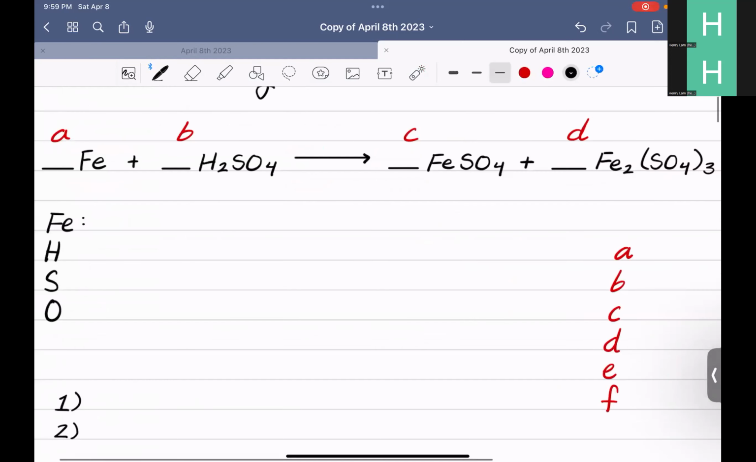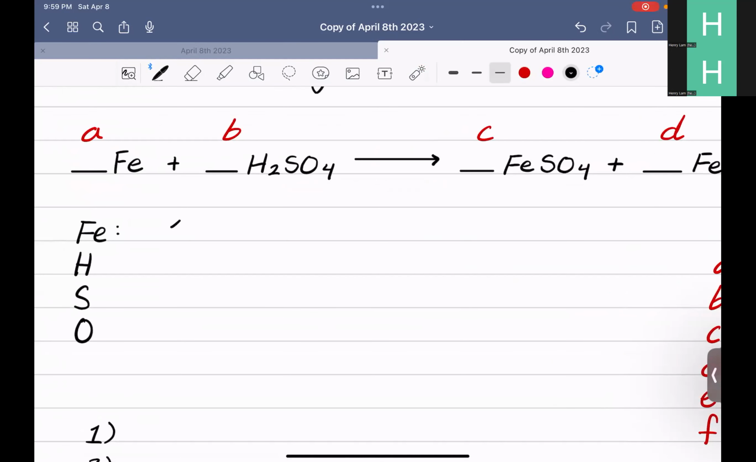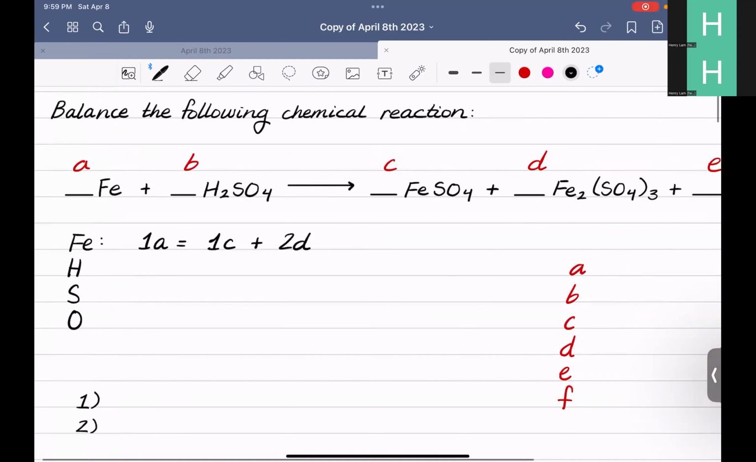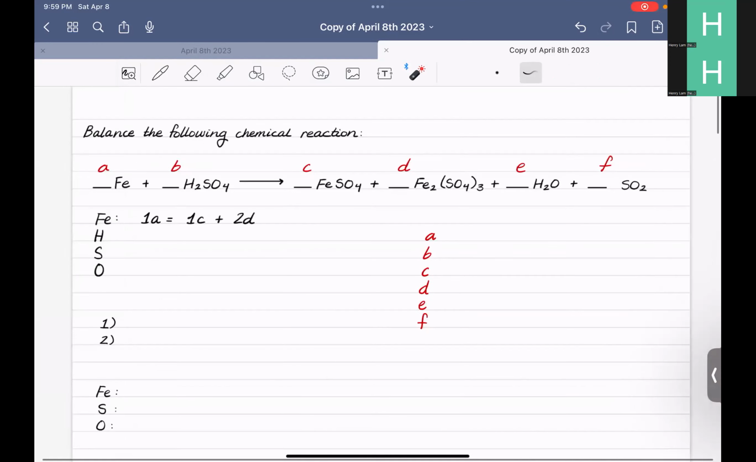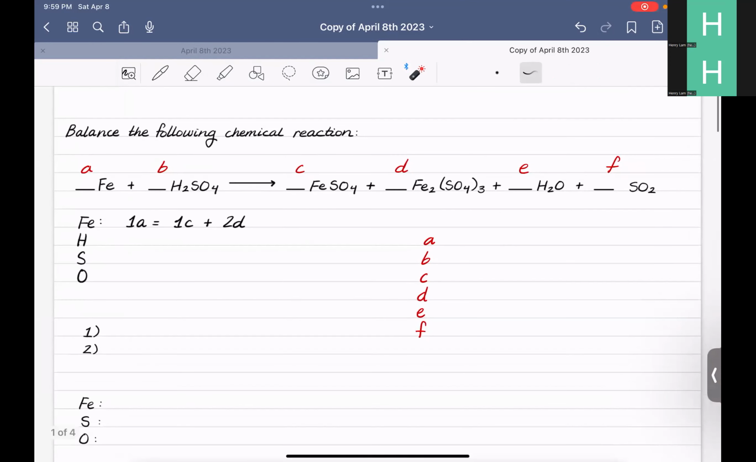So how do I write this? This would be written as 1A is equal to 1C plus 2D. And let me explain again how we got that. If you look at your chemical reaction, iron occurs once in A, so it's 1 here, and it occurs once in C on the product side, and then it occurs twice in the product side, so 2D, okay?